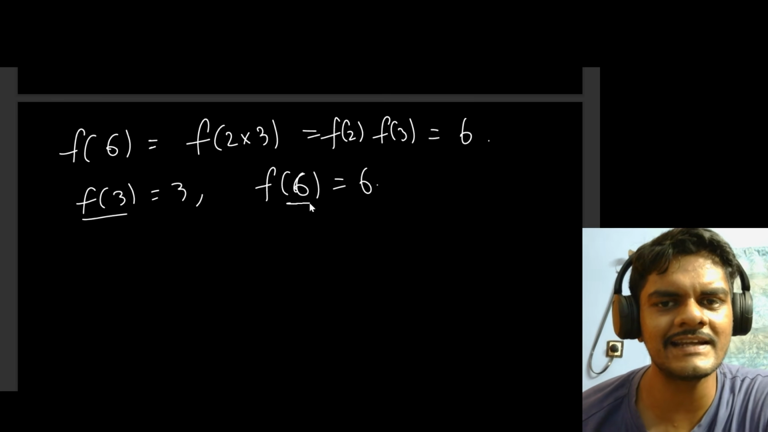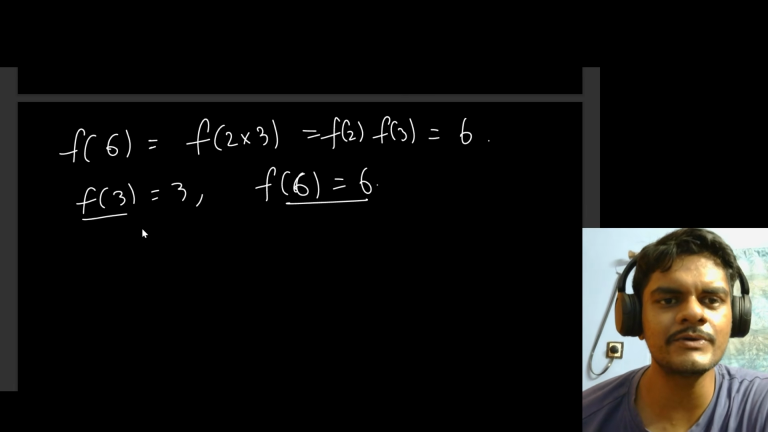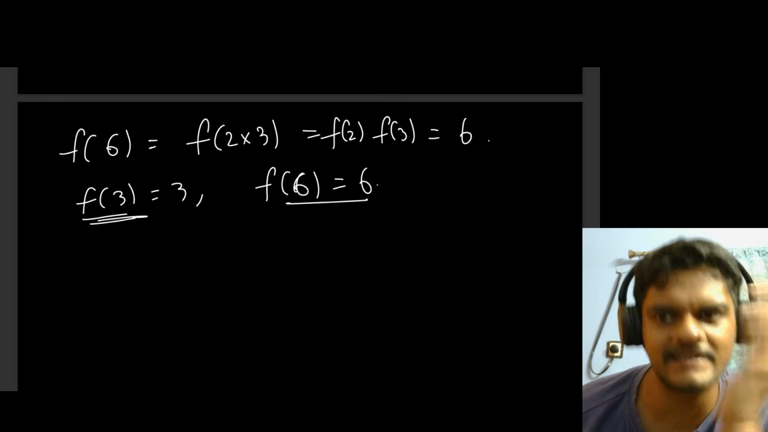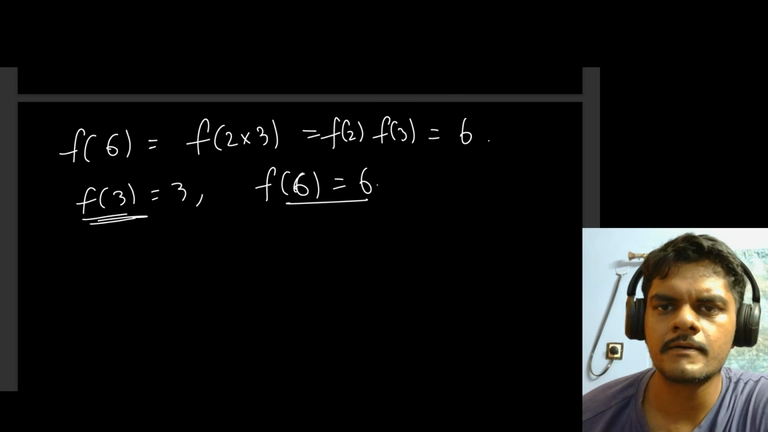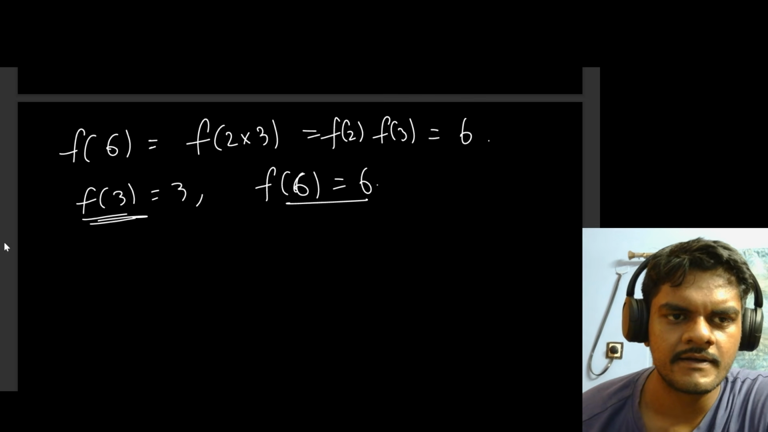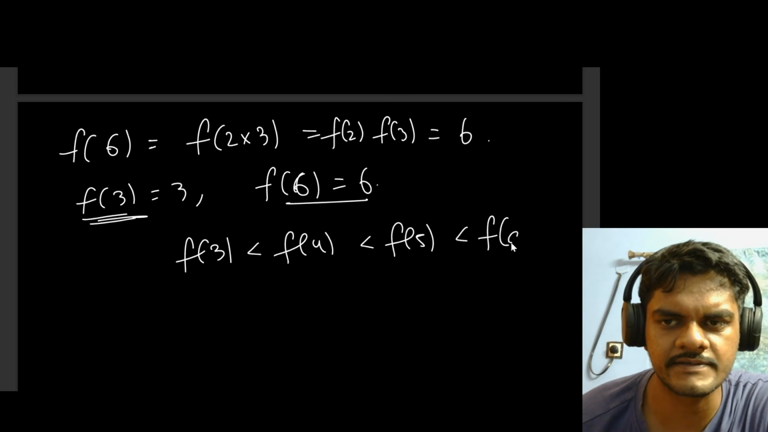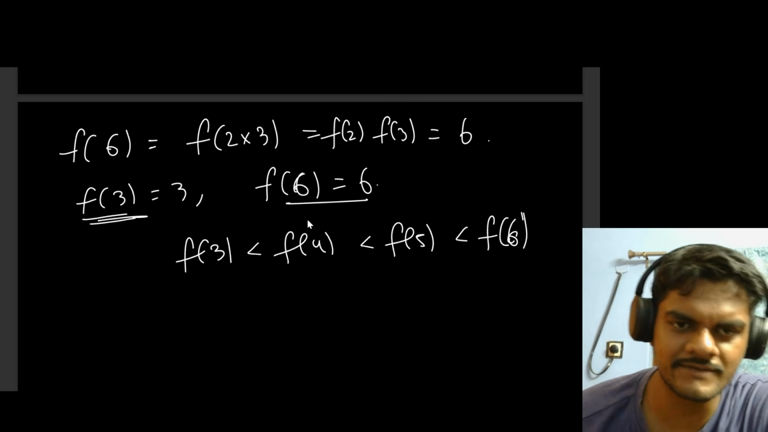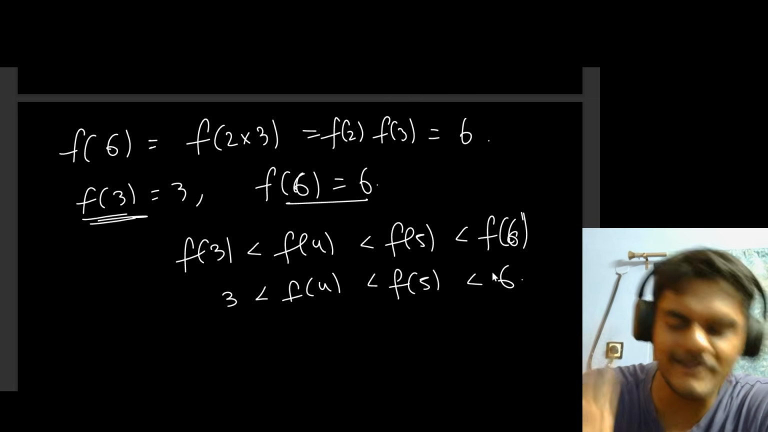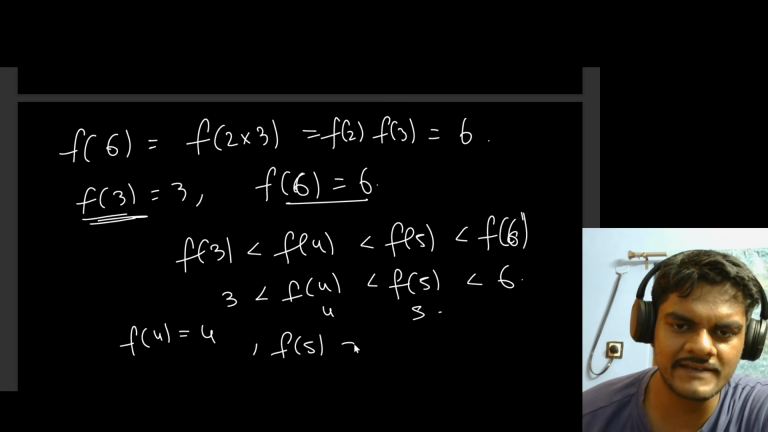That means between 3 and 6, what happens to the rest of the values? Do you see that these have to be equally distributed with all the outcome values between 3 and 6 as well? I mean, because f is a strictly increasing function. So I'll write it down like this. f of 3 has to be strictly less than f of 4, less than f of 5, less than f of 6. Right, and these are taking only integer values. This is 3 less than f of 4 less than f of 5 less than 6. So what are the possible integer values? 4 and 5 only. So f of 4 has to be 4, f of 5 has to be 5.